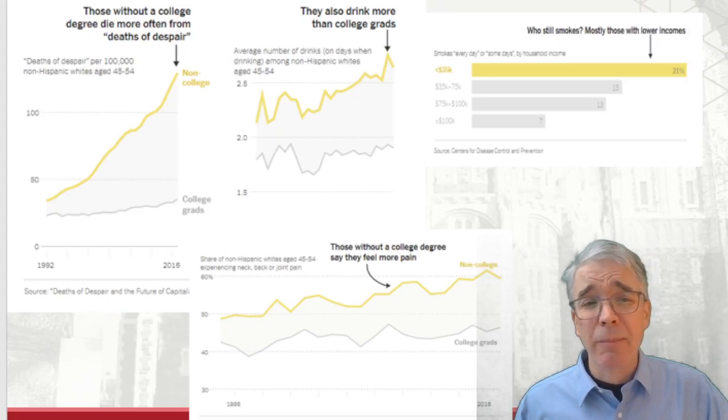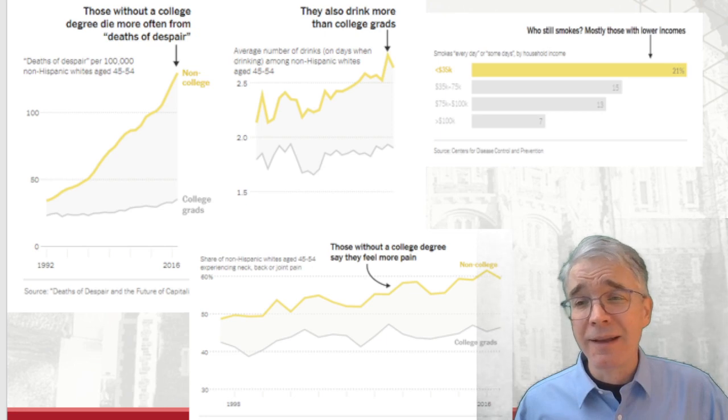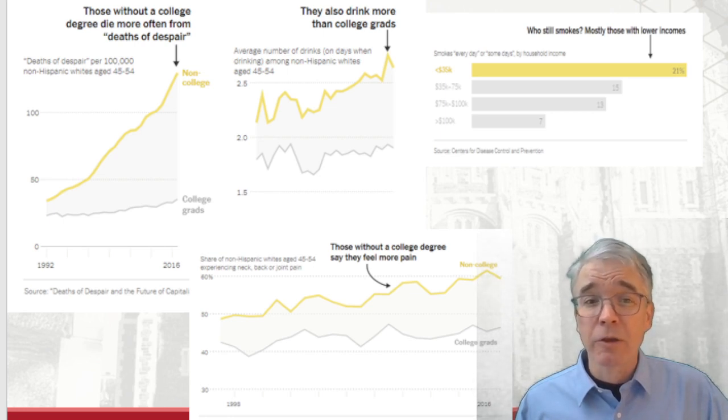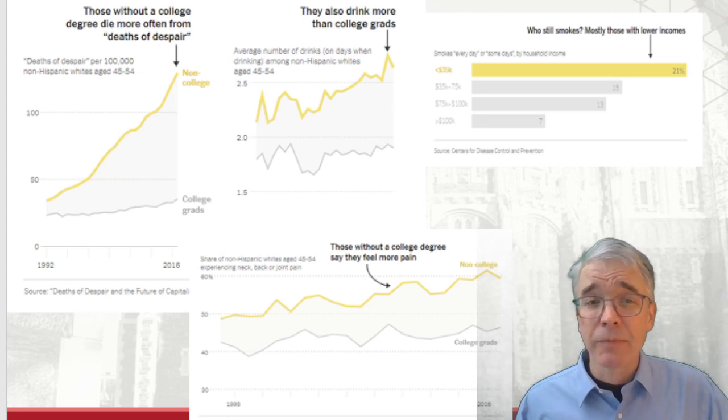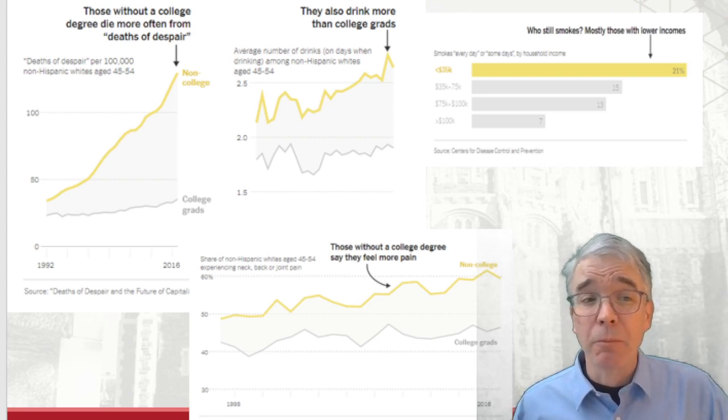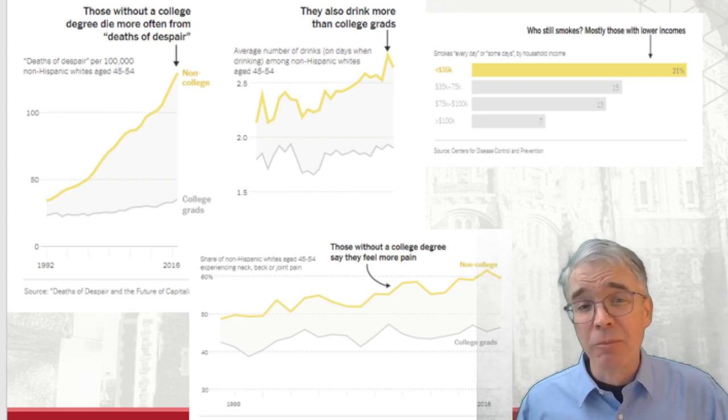Digging further into the topic of why lifespans are decreasing for the poorest, we get into deaths of despair, dying from things like alcoholism or drug abuse or suicide or similar. People without a college degree are more than twice as likely to die that way compared with those who have a 4-year college degree or more education. People with lower education drink more and smoke more.